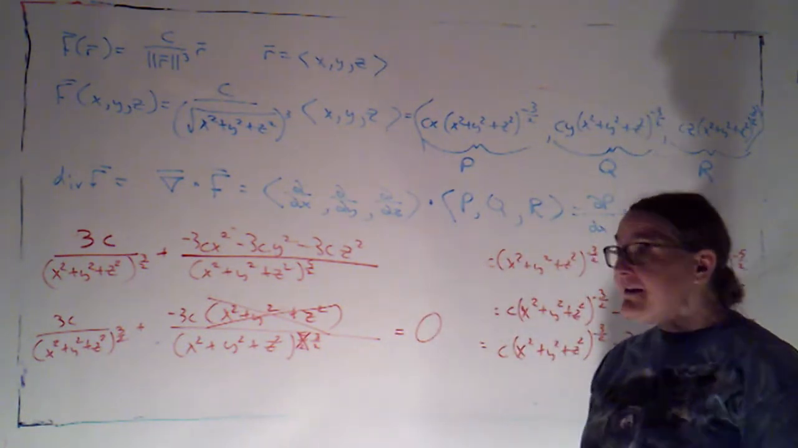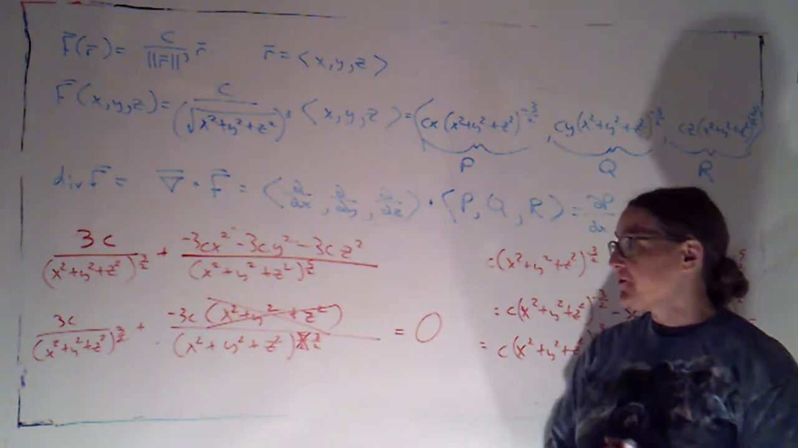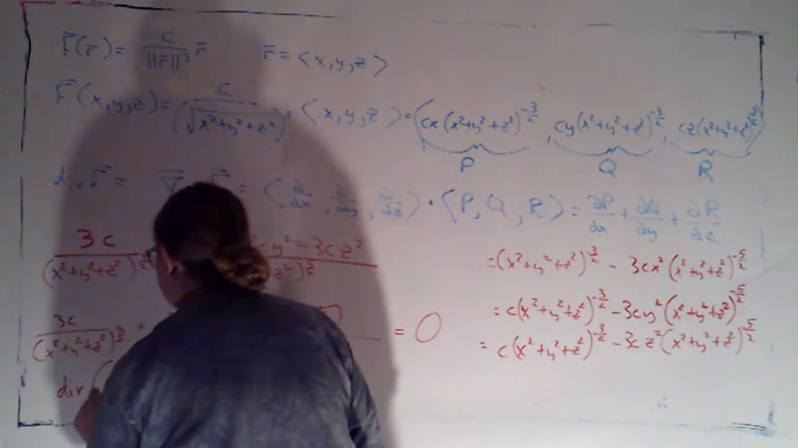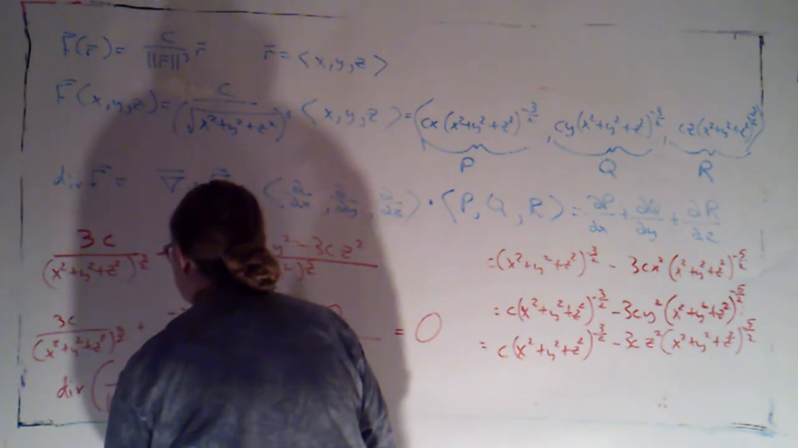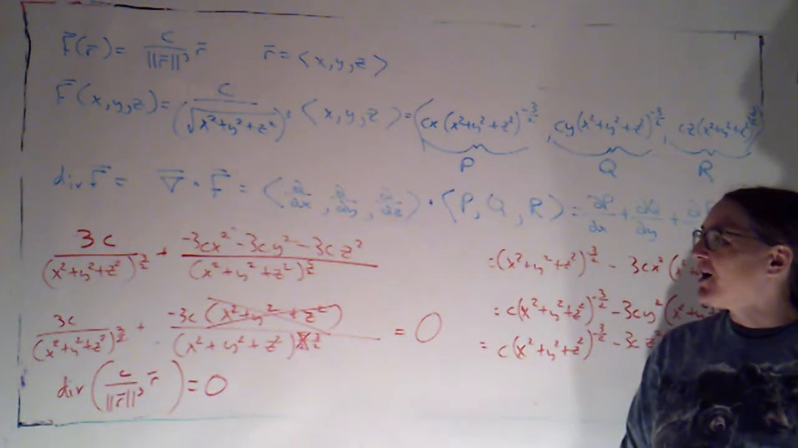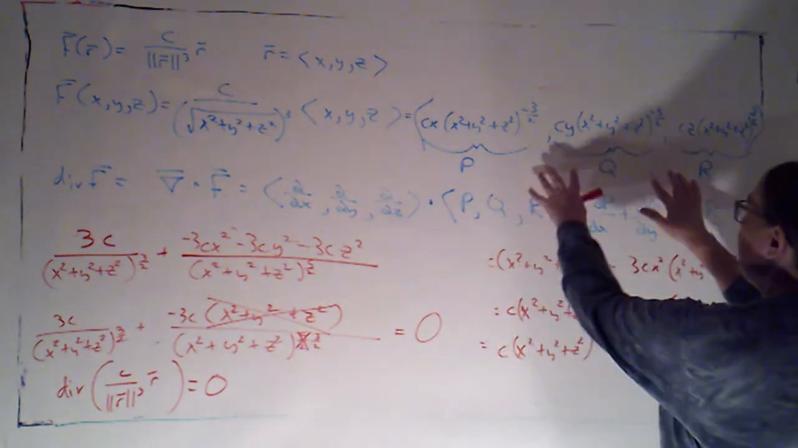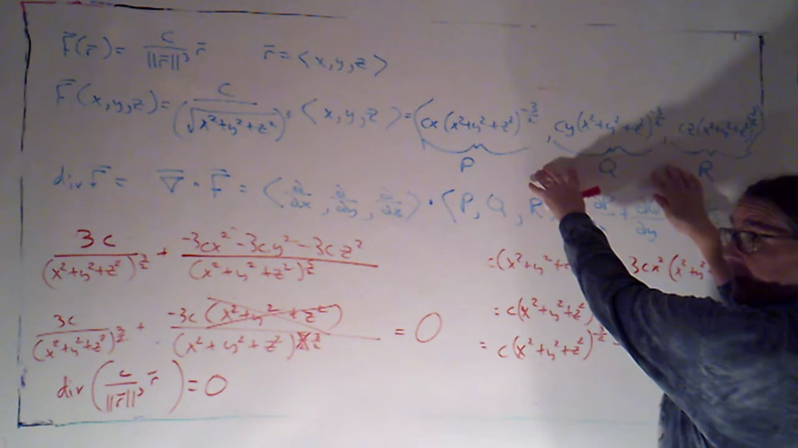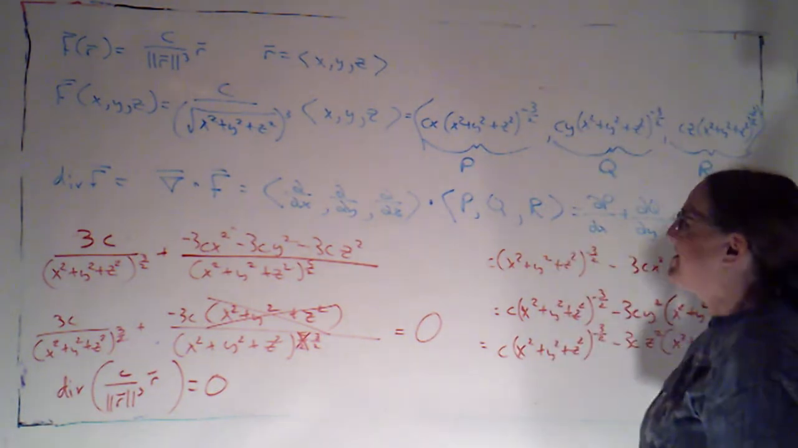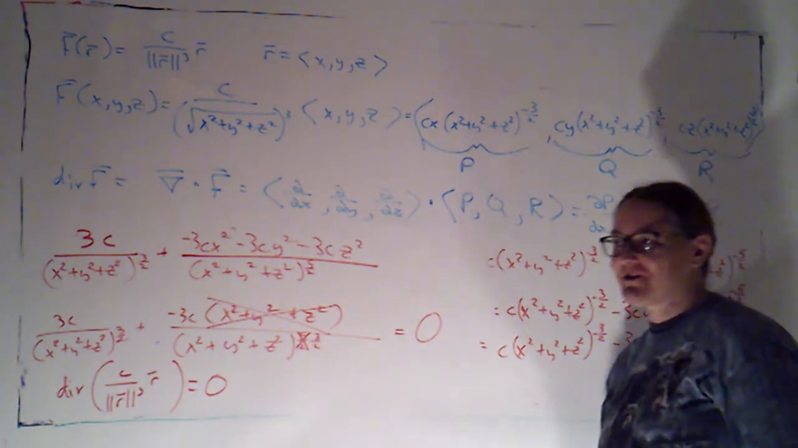So the divergence of an inverse square field is 0. So divergence of c over r cubed times r is 0. That would be 0 the number, not 0 the vector. Okay. All right, I'm going to keep this component description up here on the board because we're going to need it when we do the curl. So in the next video, we'll come back and we'll calculate the curl of an inverse square field as well.